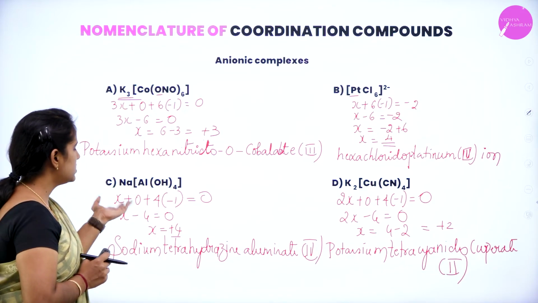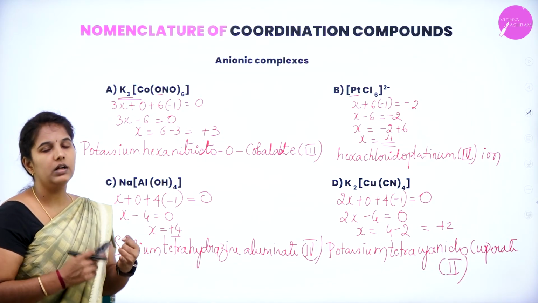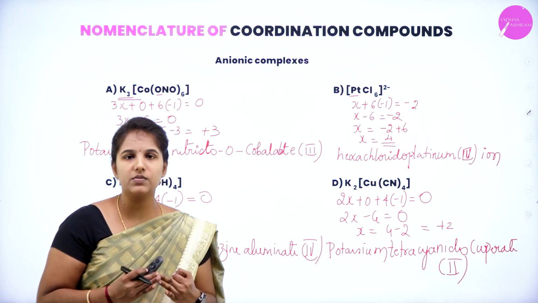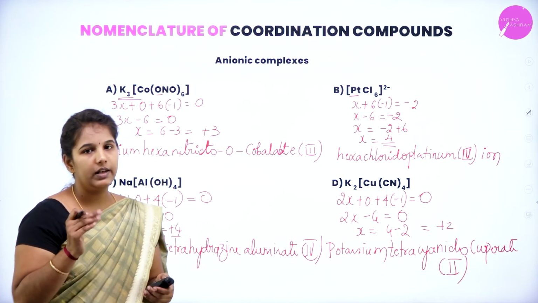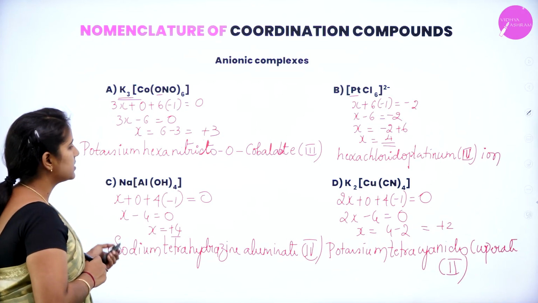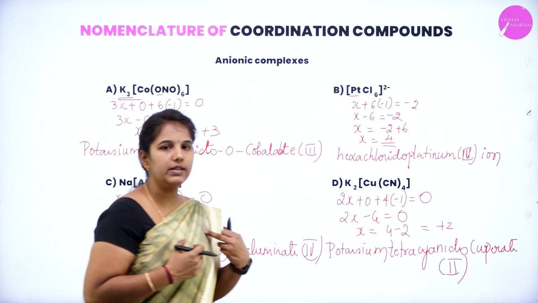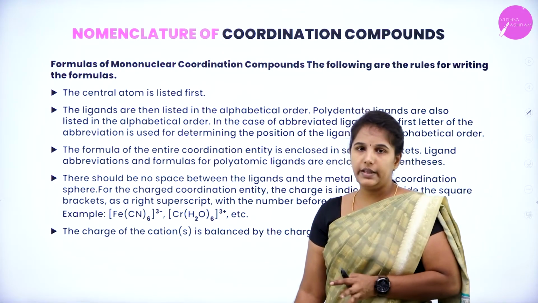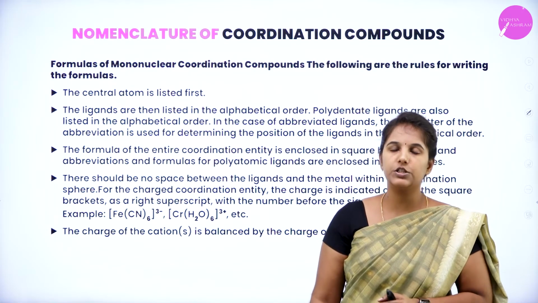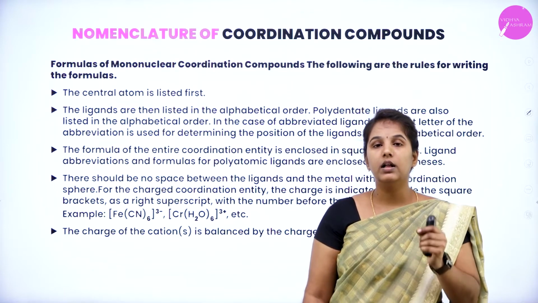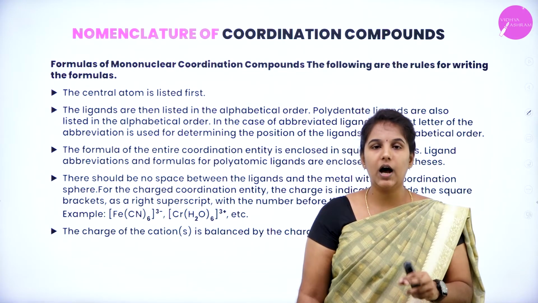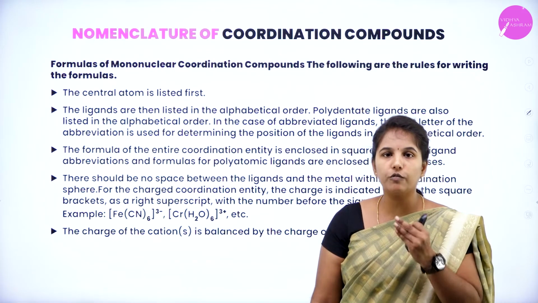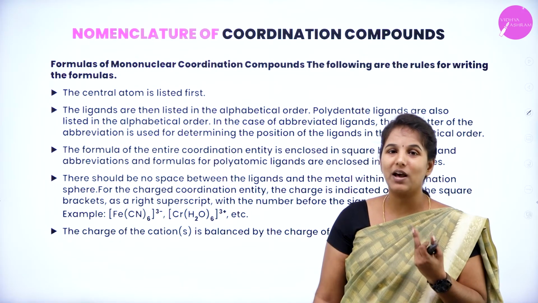Okay. So this is how we will name the anionic complexes, cationic complexes, as well as the neutral complexes. So I hope you have understood all these examples I have discussed. We also discussed the nomenclature of the coordination compound. If the name has been given, how do we write the formula? So how to write the formula of the coordination complex if the name has been given.